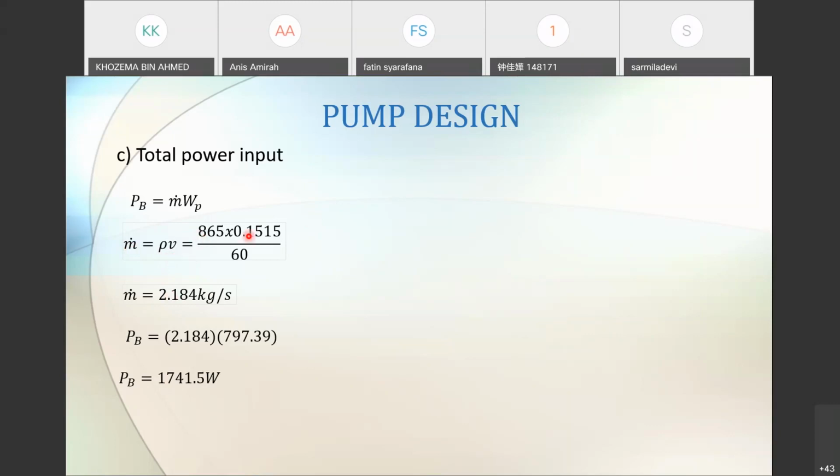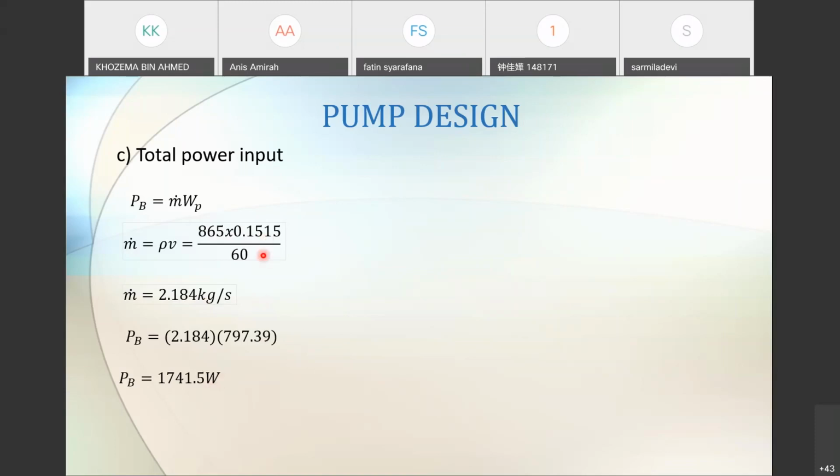So we can do this: 865 times 0.1515, this is the value of Q, and since the value of Q was given in meter cube per minute, we divide by 60 seconds in order for us to get the value of mass flow rate, which is 2.184 kg per second. Now why do we need to divide by 60? Because at the end of the day, we want our unit to be in joule per second. Joule per second is equal to watt.